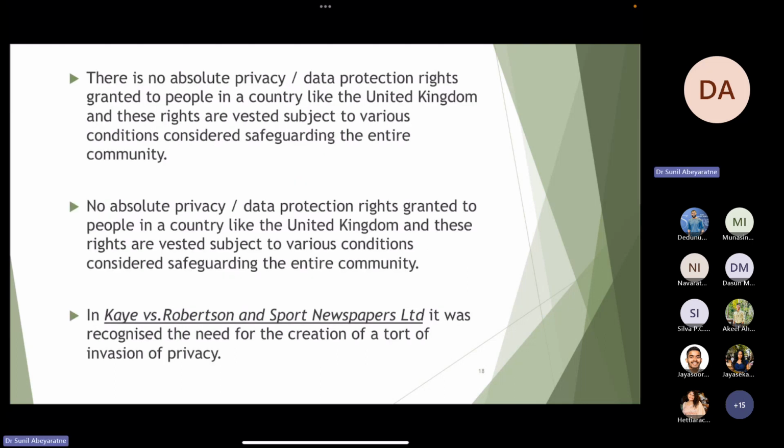So there are no absolute privacy or data protection rights granted to people in a country like the United Kingdom, and these rights are vested subject to various conditions considered for safeguarding the entire community. So that means no absolute privacy. In Kaye versus Robertson and Sports Newspapers Limited case, the need for the creation of a tort of invasion of privacy was recognized. For the first time, in this judgment, the court realized that the country needs the creation of a tort of invasion of privacy.